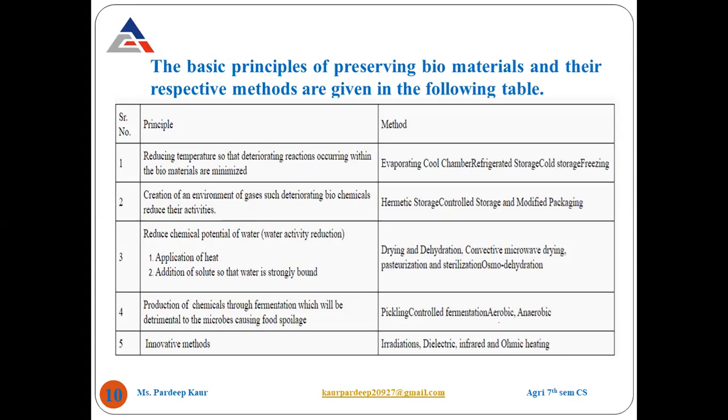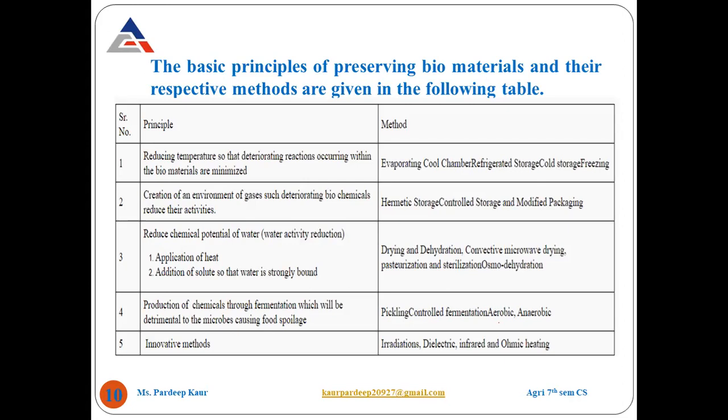The second principle is creation of an environment of gases, such that deteriorating biochemicals reduce their activities. So for creating an environment of gases to minimize the biochemical activities, we can use hermetic storage, controlled storage method, and modified packaging method.